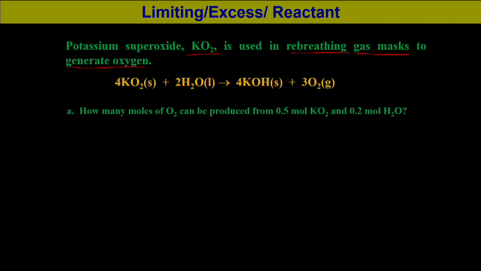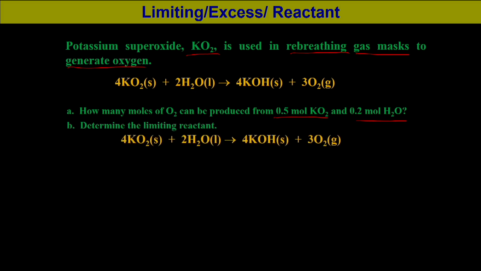Now, the problem is: how many moles of oxygen can be produced from 0.5 mole of KO2 and 0.2 mole of H2O? So, the given reactants are 0.5 mole KO2 and 0.2 mole H2O, and we have to find out which one is the limiting reactant, because the initial amounts of both reactants are given.